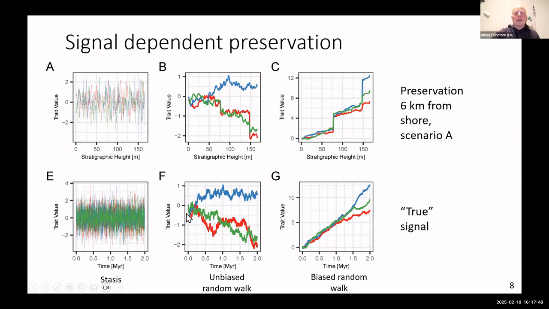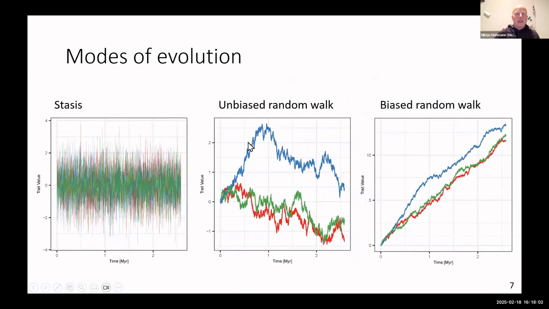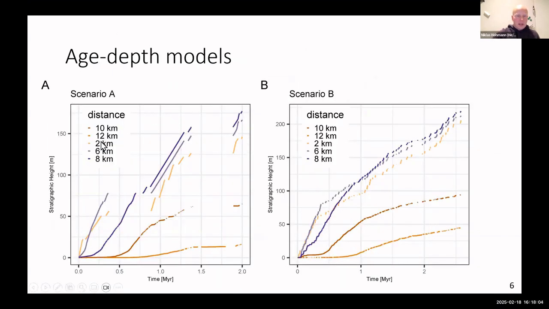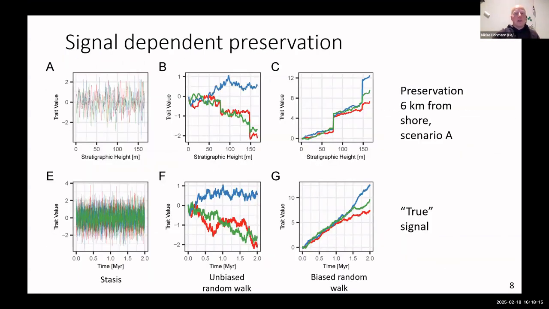And for the random walk model, it gets a bit more interesting because you can see here this drastic jump. And that is at around 150 meters stratigraphic height. If you go back, this was 6 kilometers from shore, and at 150 meters, this is exactly the stratigraphic position where we have a large hiatus of 500,000 years. So with stratigraphic context, this jump makes perfect sense, because this is where the hiatus is. We're removing 500,000 years of evolutionary history, and that leads to this drastic jump.